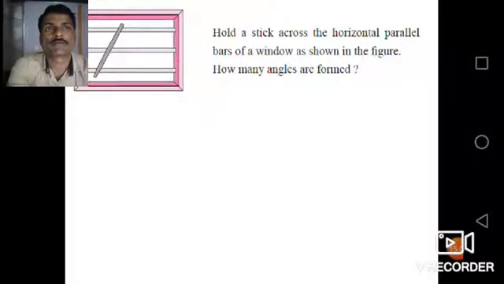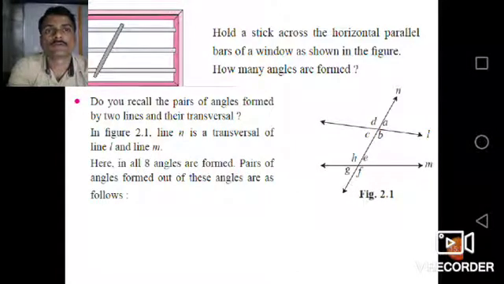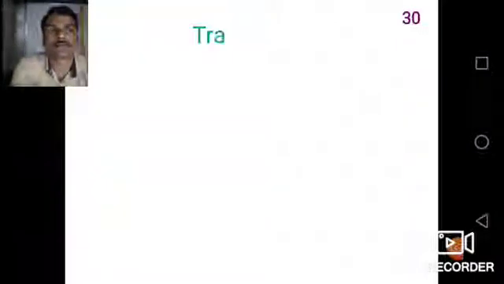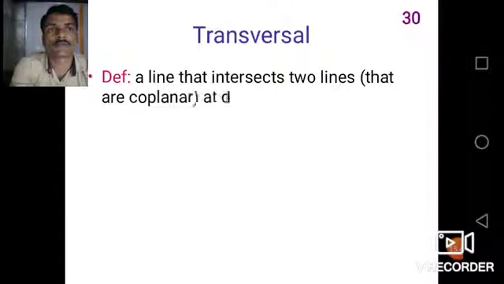See this picture. Hold a stick across the horizontal parallel bars of the window. How many angles are formed here? Yes, at least 8 angles are formed when two lines are intersected by a single line. In this picture, lines L and M are intersected by line N. The line N is called a transversal.